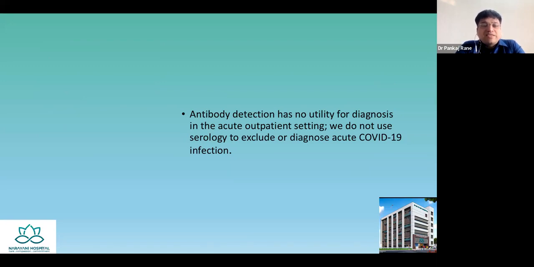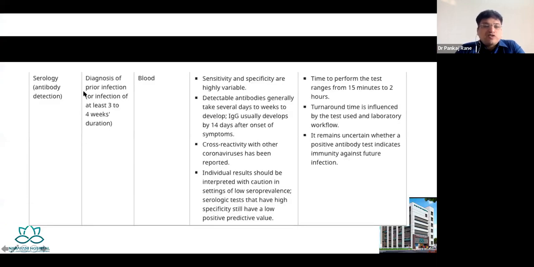So in that case we can say that she had infection which had not been detected on the previous RT-PCR test, and now her antibody titer is high. So we can retrospectively say, this is not an acute setting, it is subacute or chronic setting मध्ये आपण तिला वापरू शकतो. So serology or antibody detection, diagnosis of prior infection, at least 3 to 4 weeks duration.